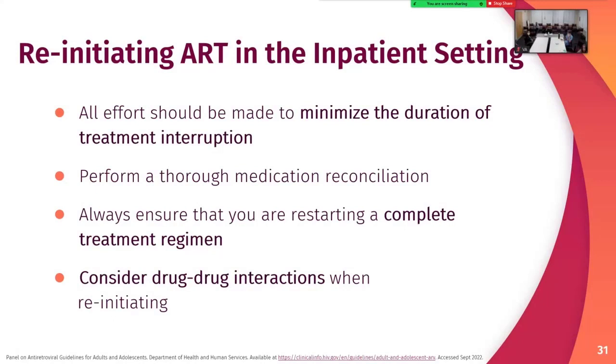When reinitiating ART, it's important that we minimize the duration that we're holding the ART therapy for the shortest amount of time possible so that we can prevent any types of resistance and help suppress the viral load. We should perform a thorough medication reconciliation to make sure that we have all components of the ART regimen, and then ensure that we're always restarting a complete drug therapy. So all components of the product, so we don't have any resistance that can occur if we only start one portion of the regimen. And then we should always consider drug-drug interactions when we're reinitiating.